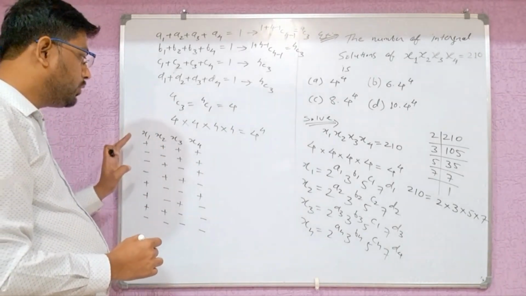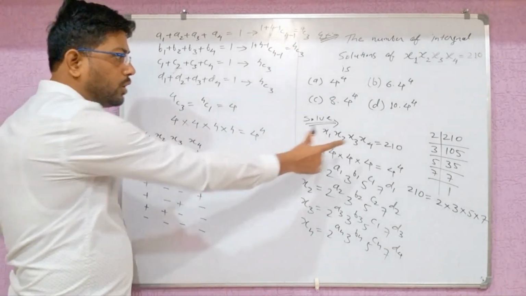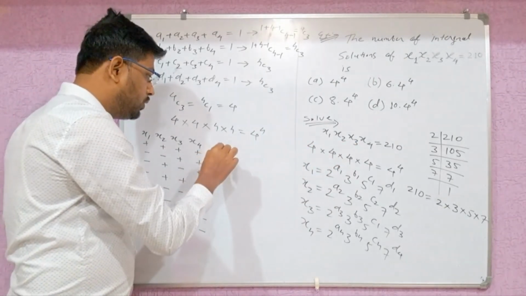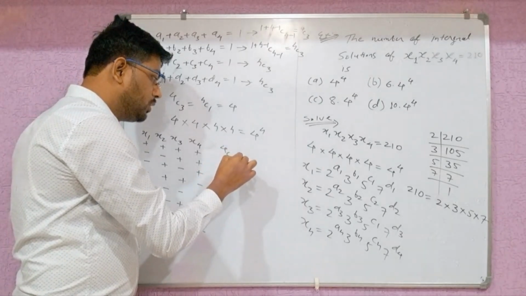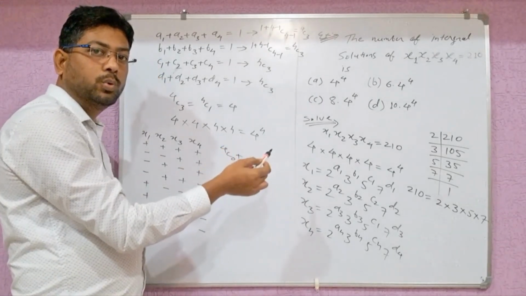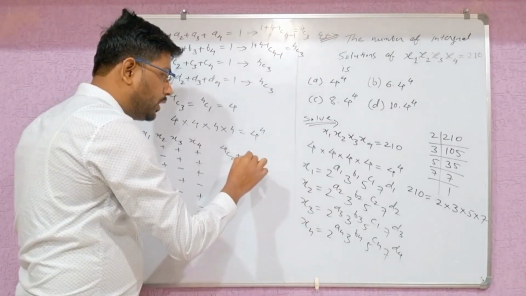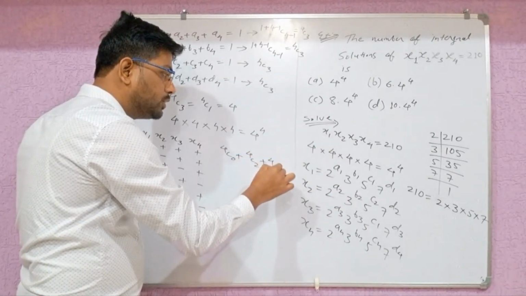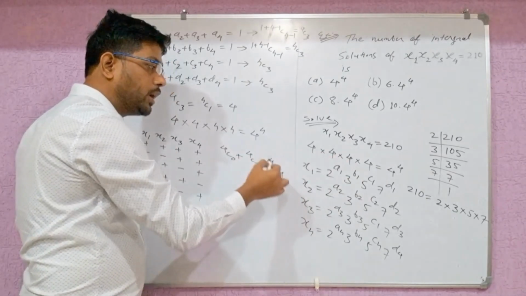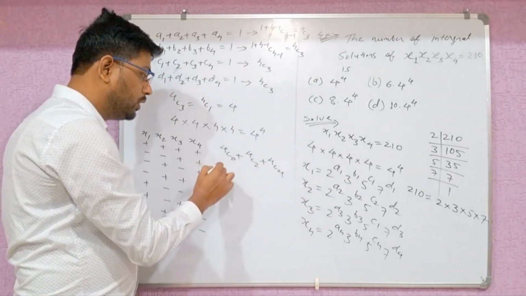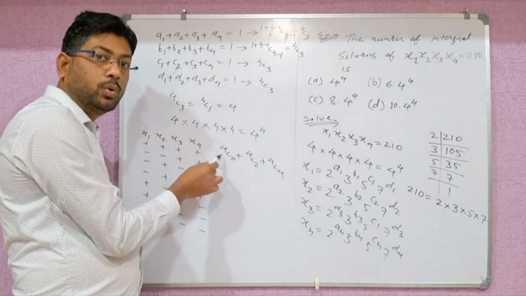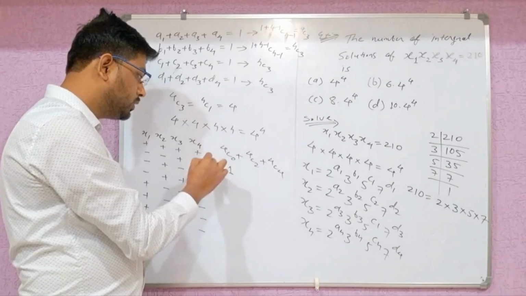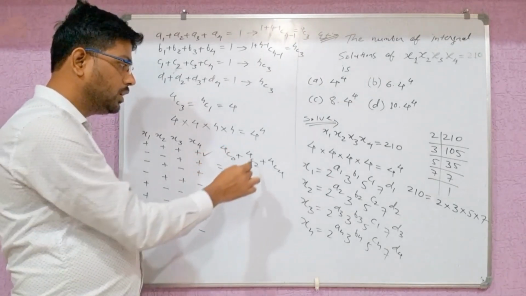Or how can we find this: out of these 4, no number is negative, so 4C0, that is one case. Or any 2 are negative, so 4C2. Or all 4 are negative, that means 4C4. So 4C0 means no numbers are negative, all positive. That will be 1, which is nothing but this case. Now 4C2.